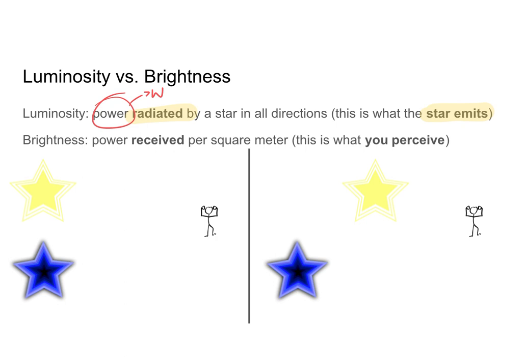When I'm talking about brightness, on the other hand, I am looking at the power received per square meter. So brightness is not what the star is emitting, it's what you are perceiving. Brightness is how bright the star looks in the night sky, not how strong the star is, not how much energy the star is producing per second. So brightness is measured in watts per meter squared at a given distance from the star.